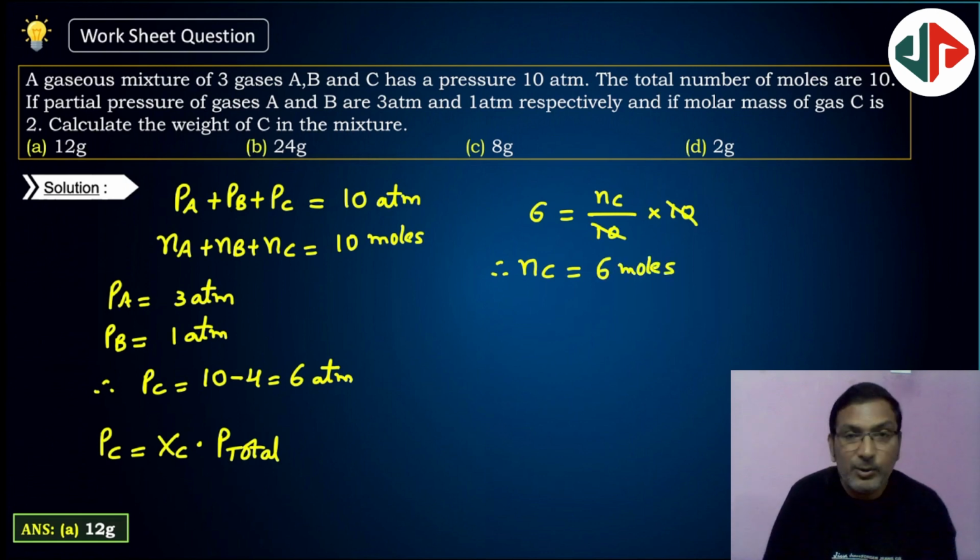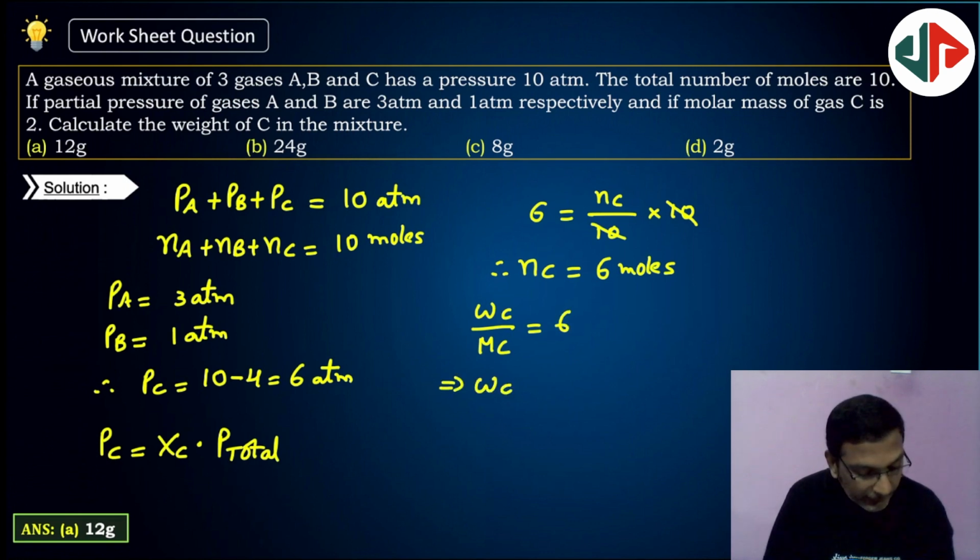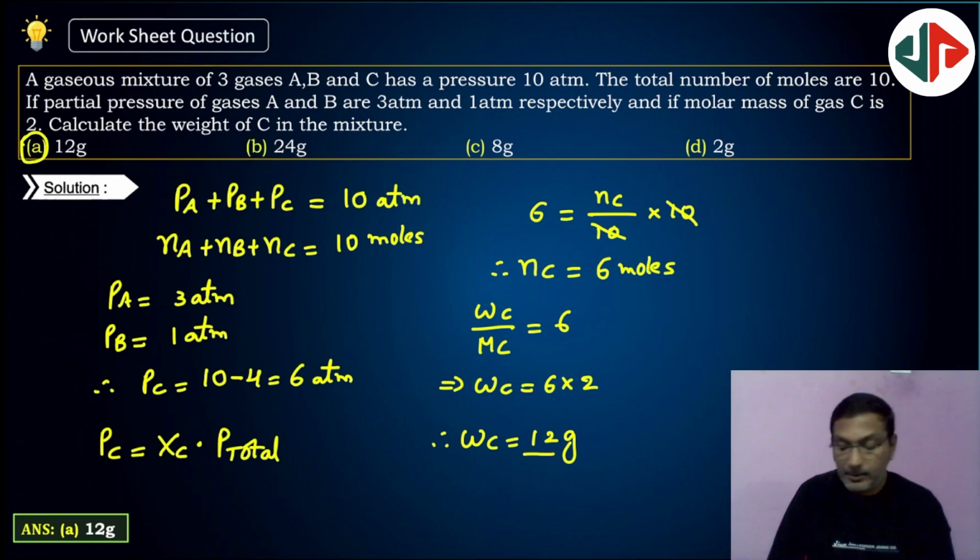Number of moles means weight of C by molecular weight of C equal to 6. So weight of C equals 6 into molecular weight. Molecular weight is given in the problem as 2. Therefore, weight of C is 12 grams. Therefore, option A. Very, very important.